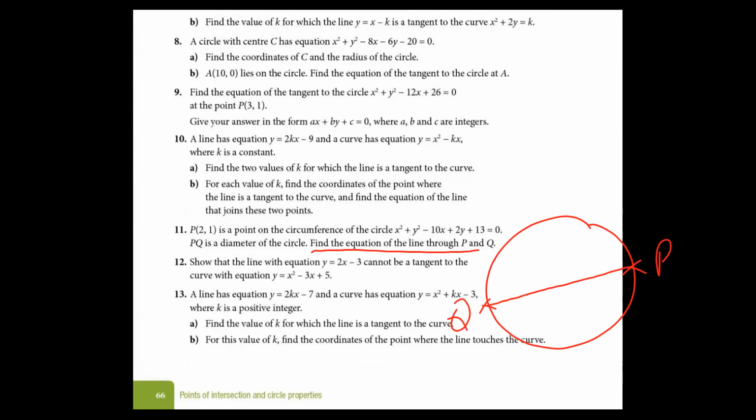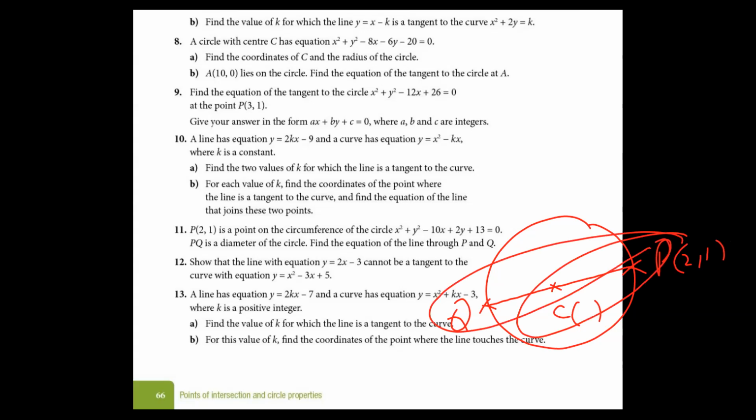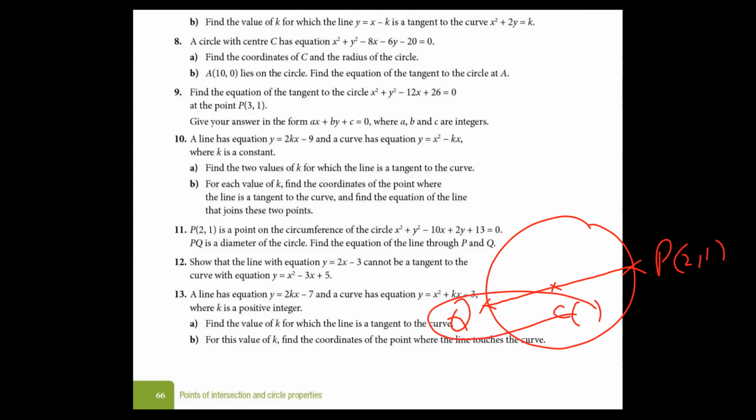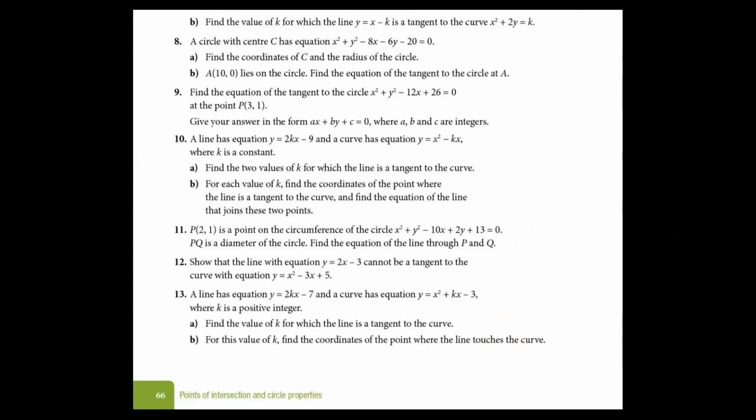He said find the equation of the line through PQ. So an equation of a line is being asked for. I think it is not hard at all. First of all, you will find the center. When you have the center, you already have P. Then you can find the equation of the line, call it CP, PQ or CQ. No issue at all, same answer. So I'm not discussing this question further.